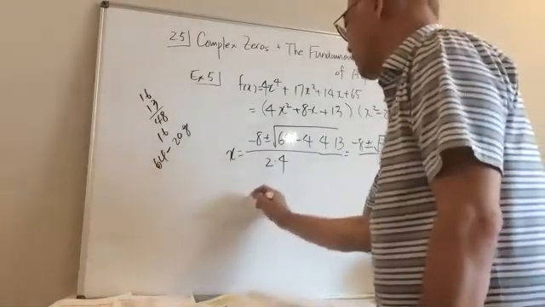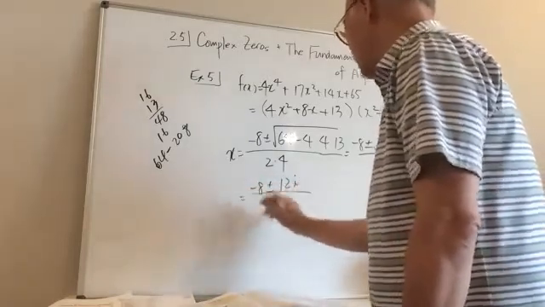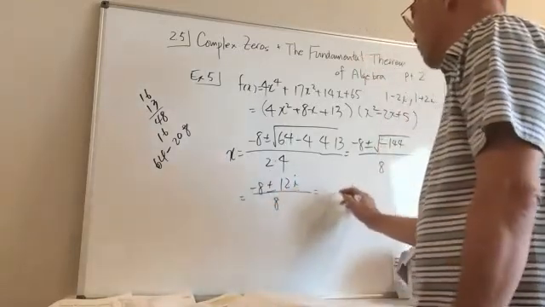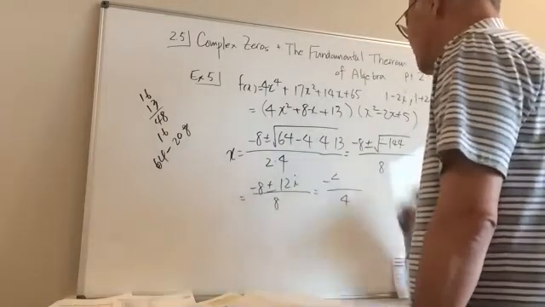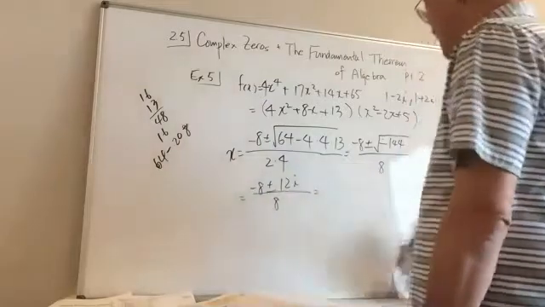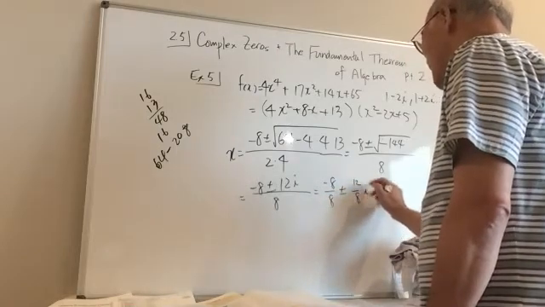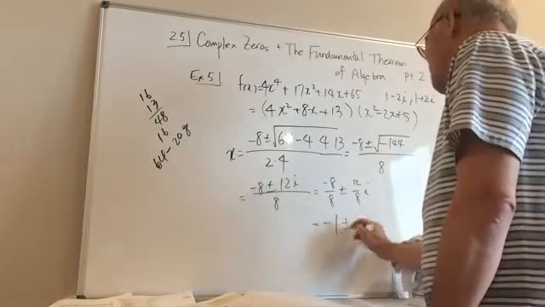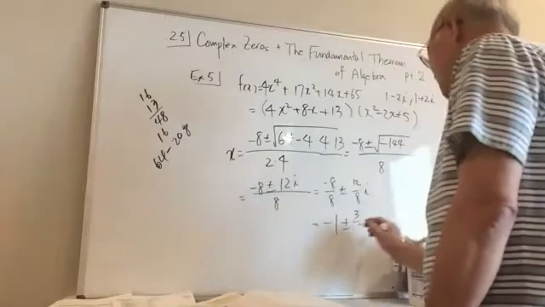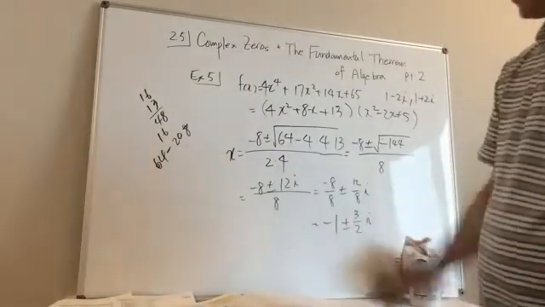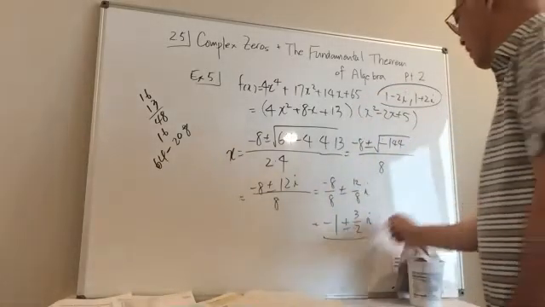So I'm going to get negative 8 plus or minus 12i over 8. Divide everything by 4. This is going to be minus 8 over 8 plus or minus 12 over 8i. Negative 1 plus or minus 3 over 2 i. Okay, so these are the other two. Okay, so you have this guy, these two here, and these two here.